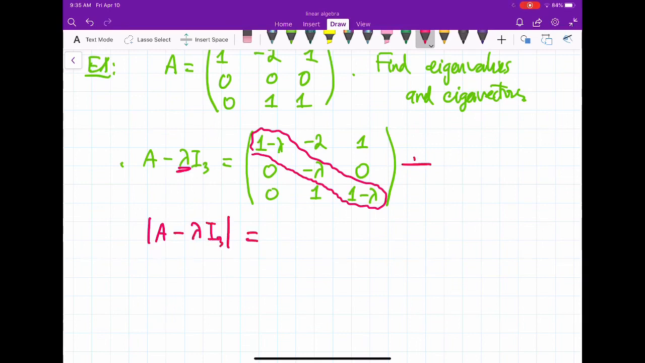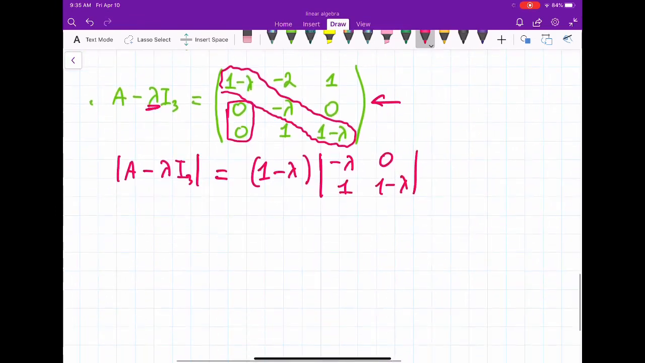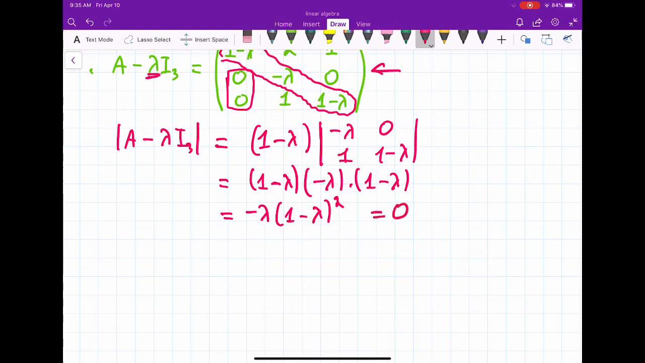So I need to find the determinant of this matrix. We have two zeros right here, which is good. So the determinant is equal to 1 minus lambda times the determinant of negative lambda, 0, 1, 1 minus lambda. And that is 1 minus lambda times negative lambda times 1 minus lambda, which is good. And that is just negative lambda times (1 minus lambda) squared, right? And you set this equal to 0. From here you get lambda equal to 0 or lambda equal to 1.